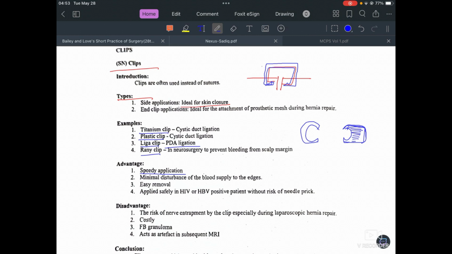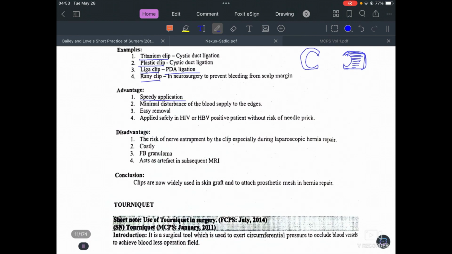Advantage is easy application, minimal disturbance of the blood supply to the edges, and easy removal. Applied safely in HIV or hepatitis B virus positive patients with a risk of needle prick. Disadvantage: the risk of nerve entrapment by the clip, especially during laparoscopic hernia repair, costly, foreign body granuloma acts as artifact in subsequent MRI. Conclusion: clips are now widely used in skin graft and to attach prosthetic mesh in hernia repair.